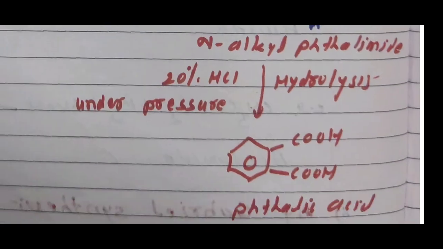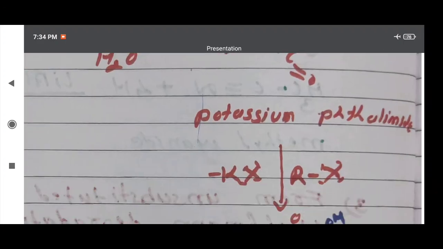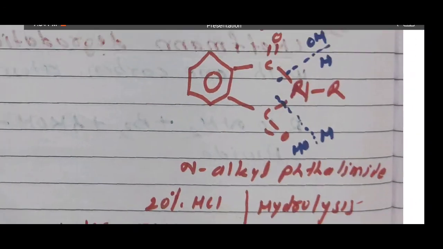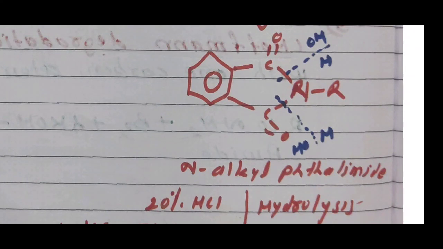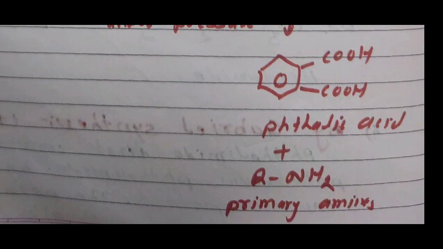Our major product is the primary amine, since we study the preparation of amines here. Therefore phthalic acid is the byproduct and RNH2 is the primary amine. This is the Gabriel synthesis. In the Gabriel synthesis, the starting material is phthalimide. Phthalimide reacts with KOH, forming potassium phthalimide. Then potassium phthalimide reacts with alkyl halide, forming N-alkyl phthalimide. N-alkyl phthalimide reacts with 20% HCl under pressure and is hydrolyzed, converted to phthalic acid and a primary amine.